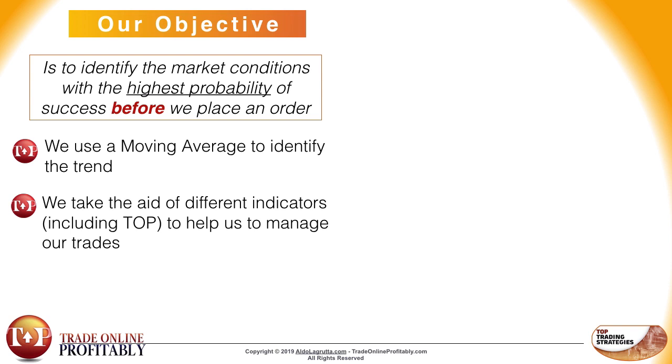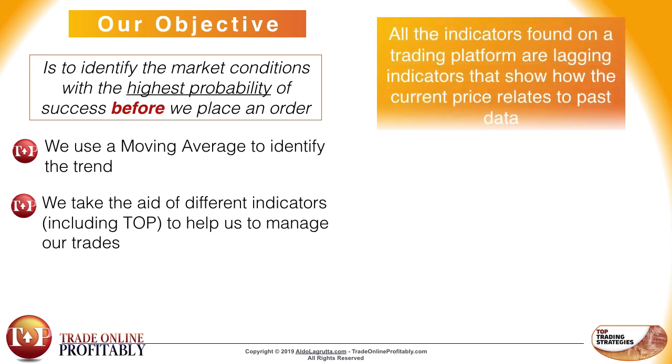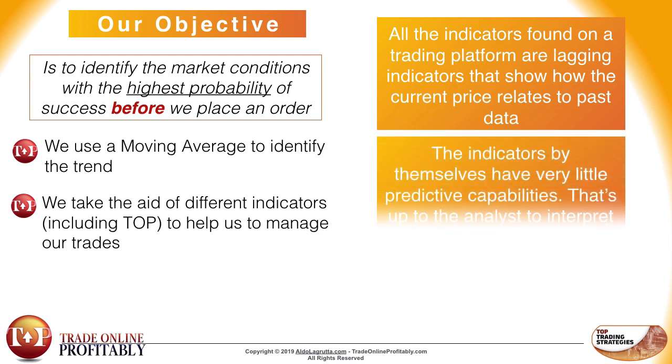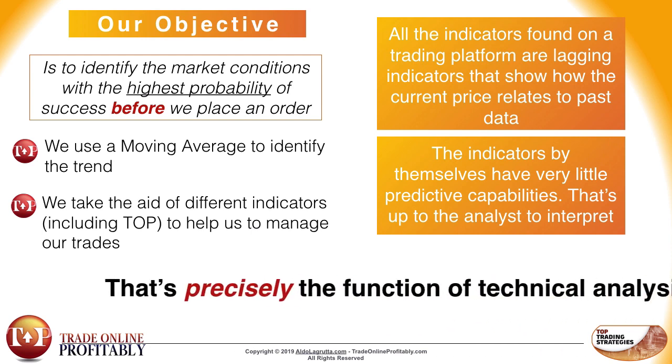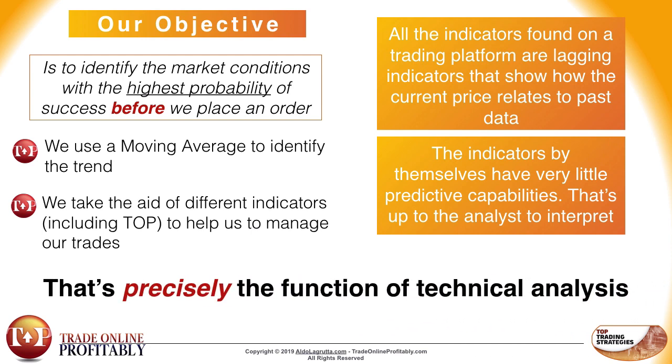I'm sure you've heard about lagging and leading indicators. But who are we kidding? All the indicators found on a trading platform, no matter how good or modern that platform can be, and no matter how clever the calculations for the indicator are, they are all lagging indicators that show how the current price relates to past data. The indicators by themselves have very little predictive capabilities. That's up to the analyst to interpret, and that is precisely the function of technical analysis.